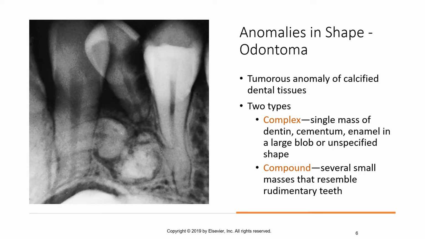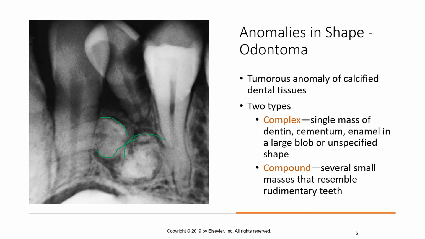So what we're looking at here are these two bulges. All right. You guys can see them. All right. So these two masses, I would consider these probably the compound variety.